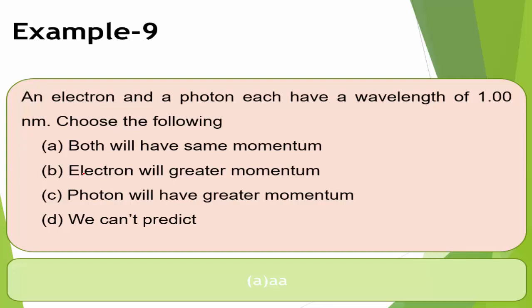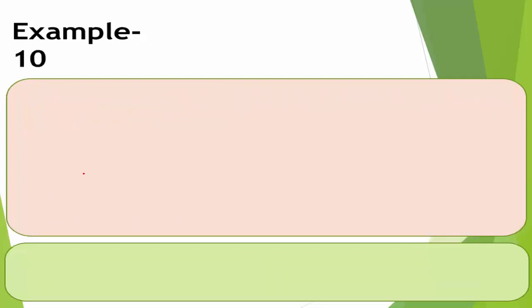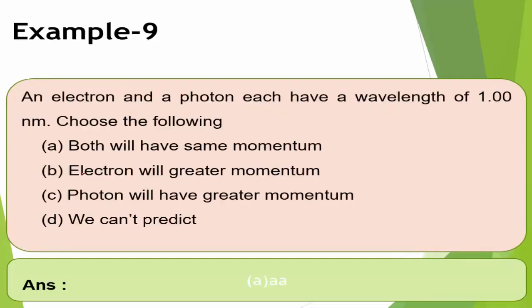Both will have same momentum. B, electron will have greater momentum. Photon will have greater momentum. D, we can't predict, this is according to the Heisenberg uncertainty principle.